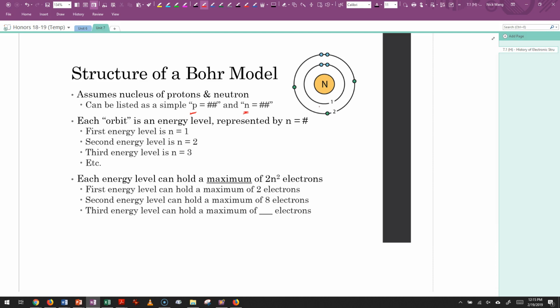And each energy level can hold a maximum of 2n squared electrons. So the first ring, therefore the first energy level, can hold a maximum of 2 electrons, right? Because when you have n equals 1, squared, and then times 2, that's equal to 2. The second energy level can hold a maximum of 8 electrons, right? Because if I put 2 in here, 2 squared is 4, 4 times 2 is 8. Makes sense. The third energy level can hold a maximum of blank electrons, right?